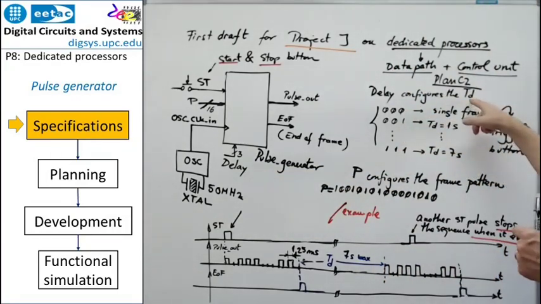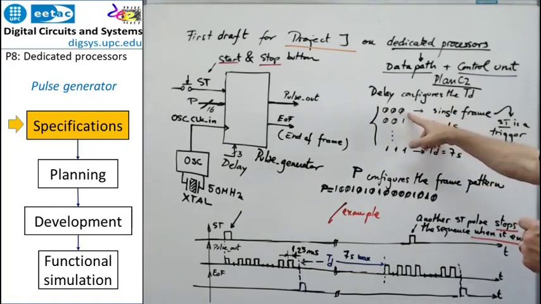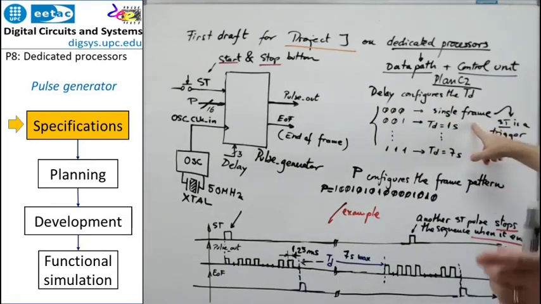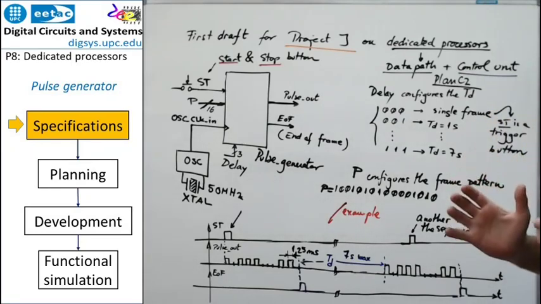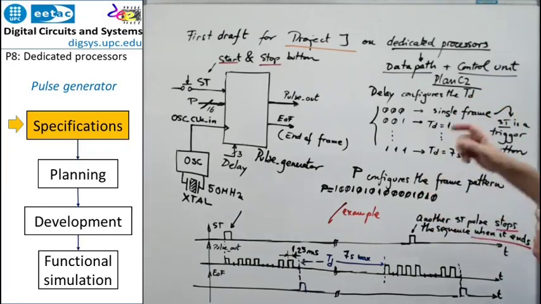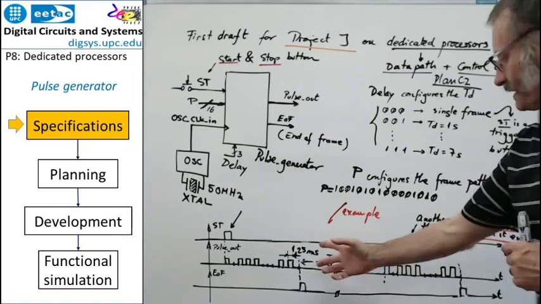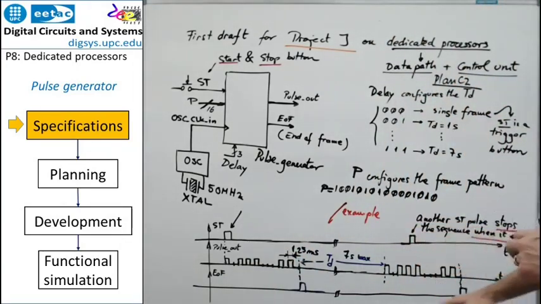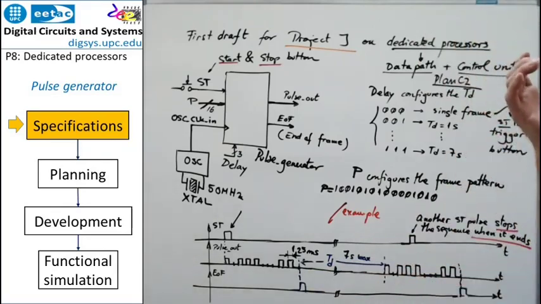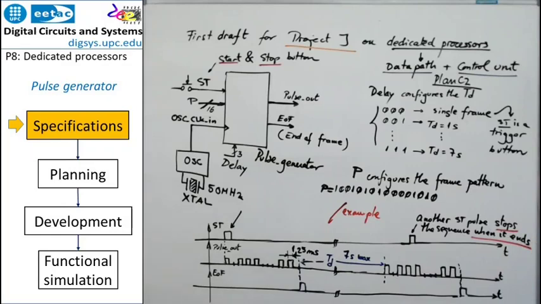You can organize the delay time. For example, 000 means that a single frame is generated, okay? In this way, you don't have to stop the signal, because you start, and the start becomes a trigger button. You trigger the button, and the frame is generated a single time, and then nothing else. The end of frame, and that's all. You have to click again to trigger another frame sequence.